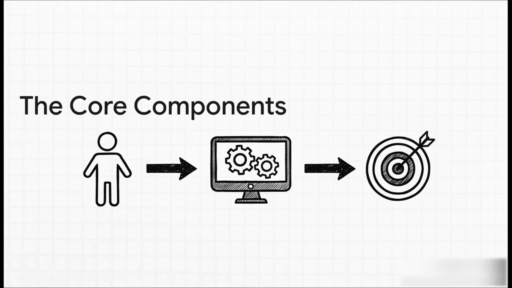And just like any good story, every good use case needs three basic things. You've got your main character, we call that the actor. You have the setting where the story takes place, that's the system. And you have the character's motivation, that's the goal. Get those three things, and you've got the foundation of your story.